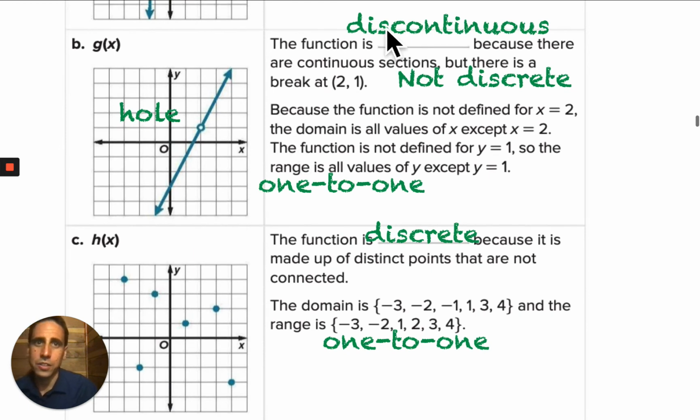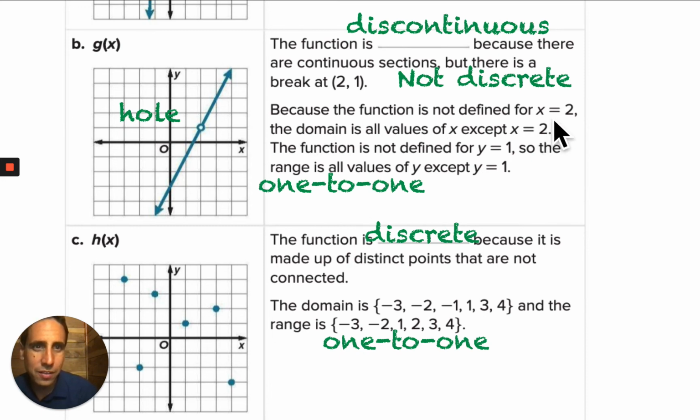Next, the function is discontinuous. It's not continuous at all because there are continuous sections, like this is a section that's continuous and this is a section that's continuous, but there is a break at 2, 1. What kind of a break? It's a hole. Oh yeah, you can say it's discontinuous. I will also say it's not discrete. This is what discrete looks like here.